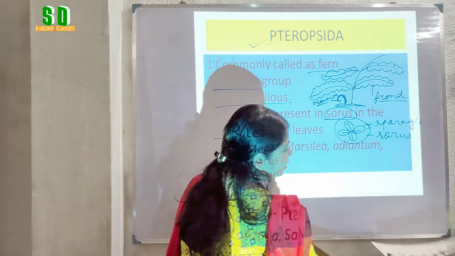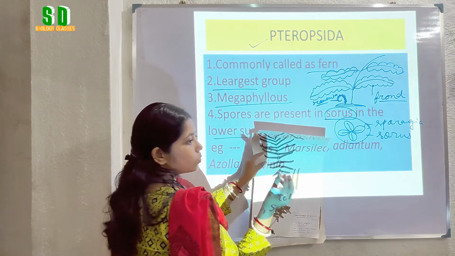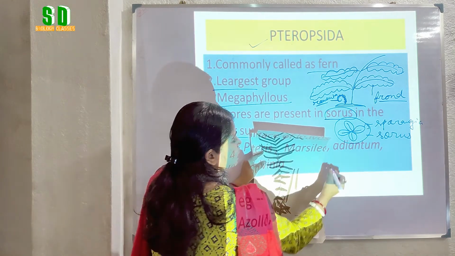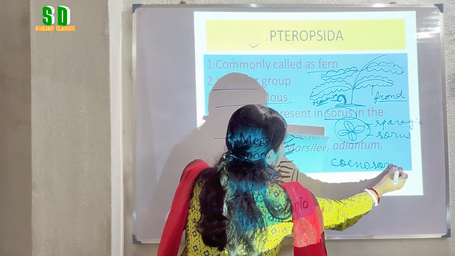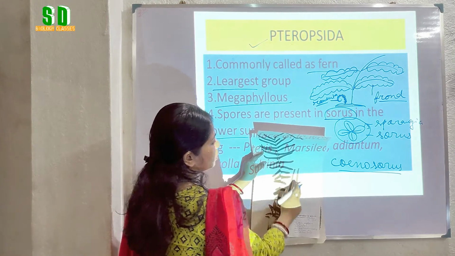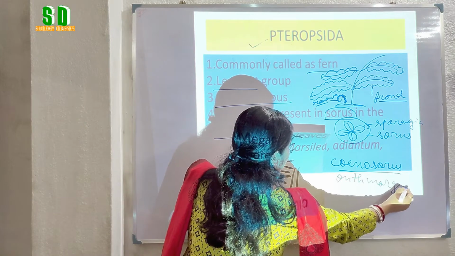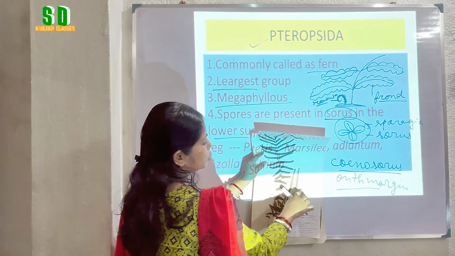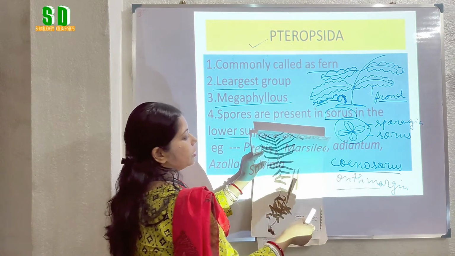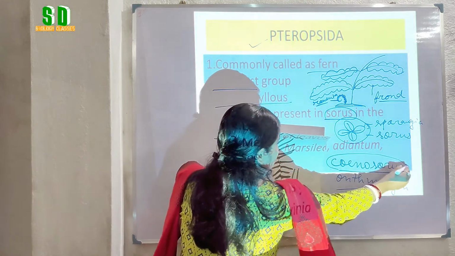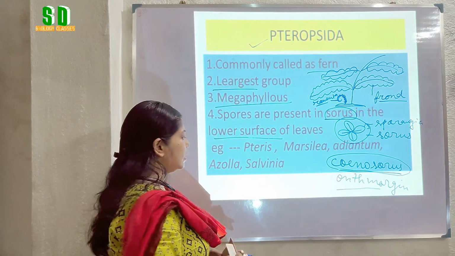In another member that is called Pteris, the sorus or small globular structures are absent, but the spores are present in a specialized structure that is called coenosorus. So here, on the margin of the leaf, the coenosori are present. In the margin of the leaf, there is a small powdery line, and this structure is called the coenosorus. It is also present on the lower surface of the leaves.